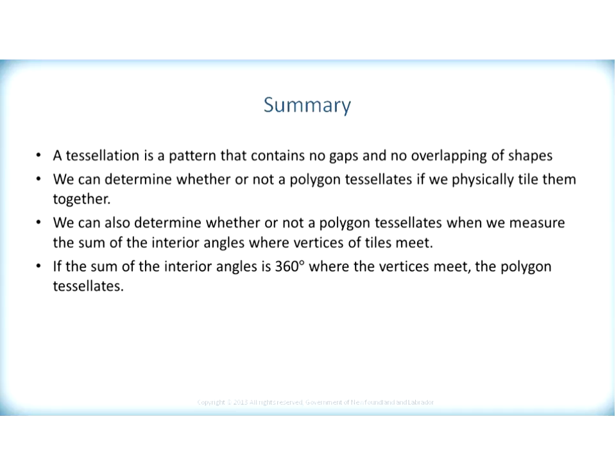We can also determine whether or not a polygon tessellates when we measure the sum of the interior angles where the vertices of tiles meet. And in that case, the sum of the interior angles is always going to be 360 degrees where those vertices meet. And in that case, the polygon tessellates.